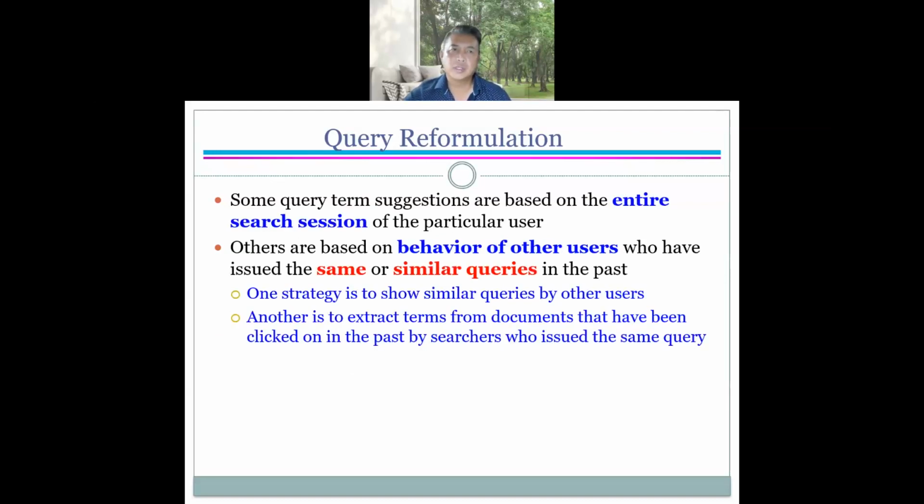Okay. Some query term suggestions are based on the entire search session of a particular user. So whatever is suggested to them depends on the entire search session of that particular user if they do not have user profiling. Okay. Others are based on the behavior of other users. For example, if you type a certain word, they will expand the keyword based on the most common query keywords by other users who have issued the same or similar query in the past. Okay.